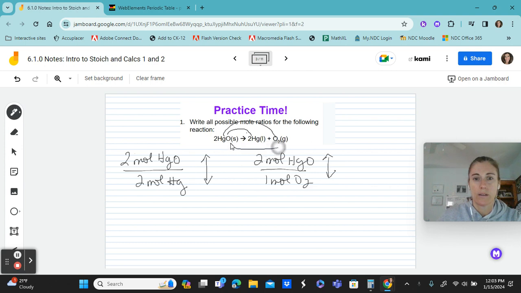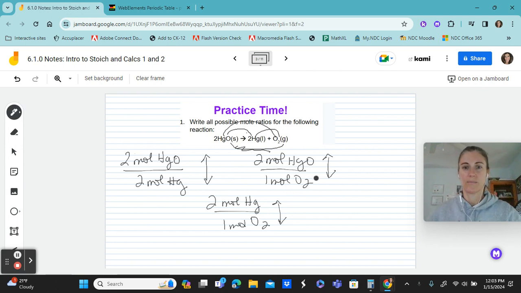And lastly, we can compare Hg and oxygen: 2 moles of Hg over 1 mole of oxygen, or flip it. I know it kind of looks similar, but these are all different. And so we have 3 different mole ratios, but we can express them 6 different ways.